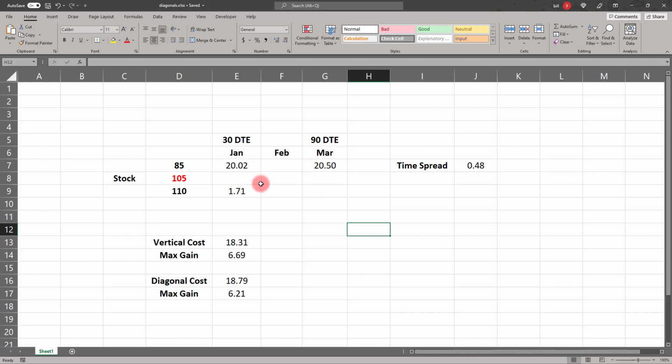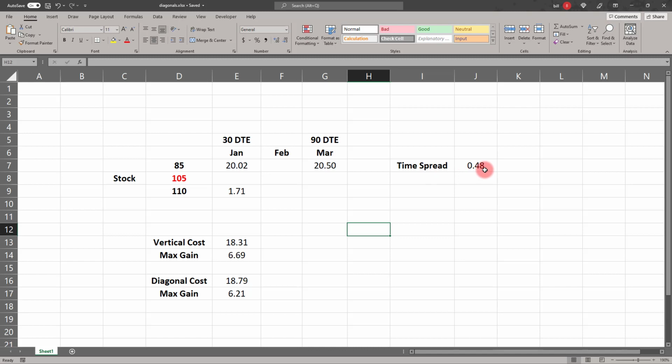Remember that this diagonal spread is really a combination of the calendar spread and the vertical. So take a look. Let's just look at the calendar spread or the time spread. If we pay $20.50 and we collect $20.02 by selling January, the time spread is going to cost us 48 cents. Now, think about it.